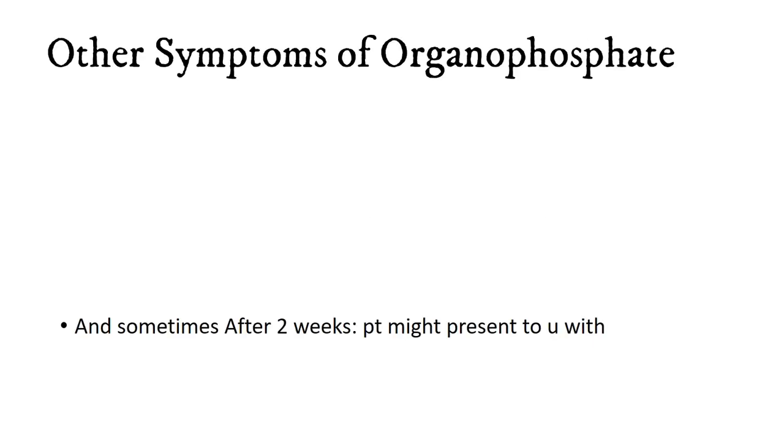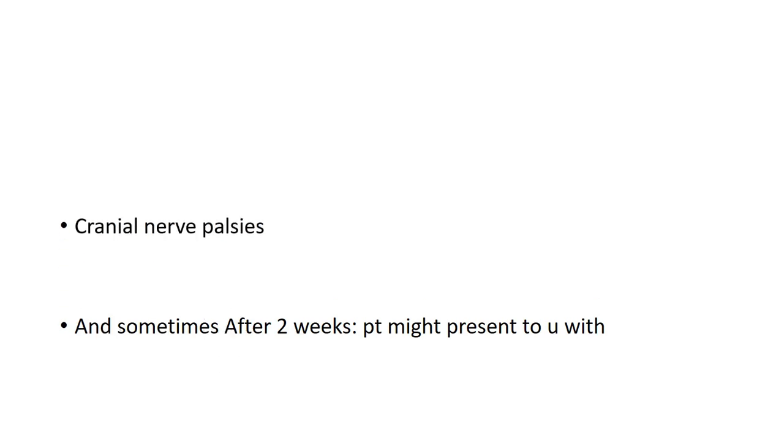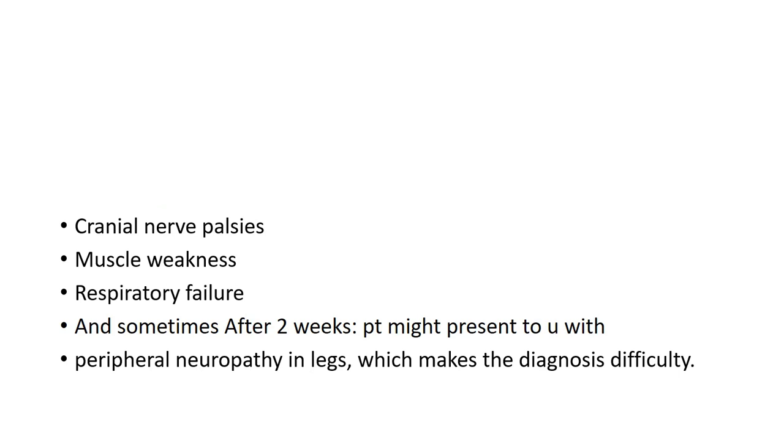Symptoms of organophosphate poisoning can also be delayed. Delayed effects are seen after 1 to 4 days as cranial nerve palsies, muscle weakness, and respiratory failure. And sometimes after 2 weeks, the patient might present with peripheral neuropathy in the legs, which makes the diagnosis difficult.